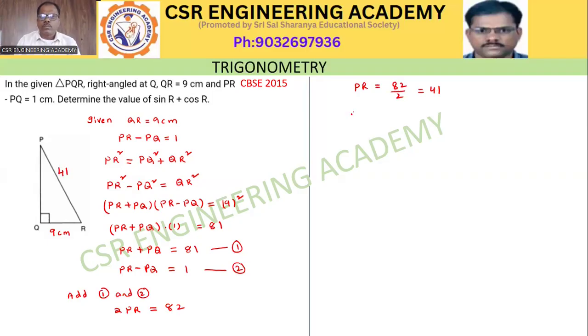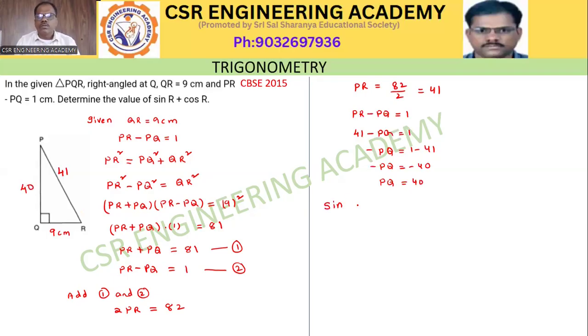PR minus PQ is equal to 1. 41 minus PQ is equal to 1. Minus PQ is equal to 1 minus 41, minus PQ is equal to minus 40. PQ is equal to 40.